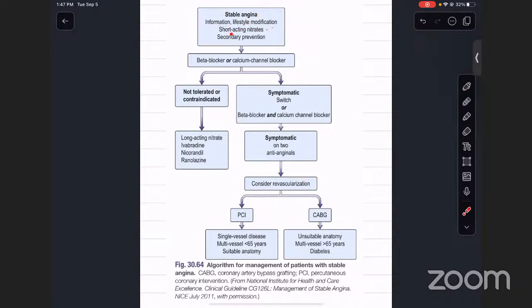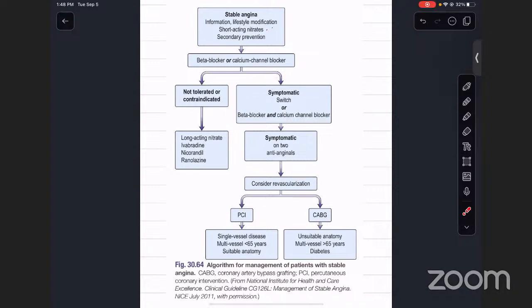Look at this. In stable angina, lifestyle modification is the first line treatment, like reducing weight, avoiding smoking, moderating alcohol consumption, and reducing salt intake, with short-acting nitrates for symptomatic relief. Okay, for medications for prevention, as secondary prevention, we can choose beta blockers or calcium channel blockers. The important thing is that medication may be introduced at first, beta blockers or calcium channel blockers. If not tolerated or there are contraindications like asthma, we do not choose beta blockers, and we choose long-acting nitrate, ivabradine, nicorandil, and ranolazine. These are the vasodilating drugs.